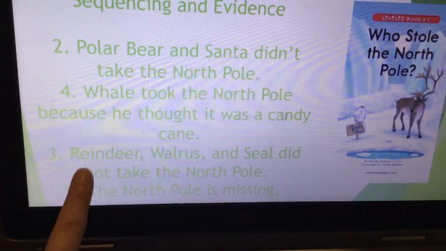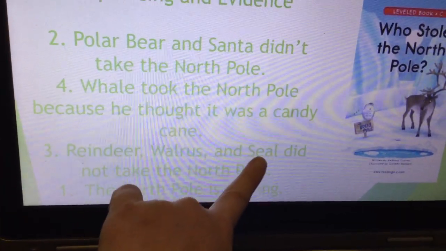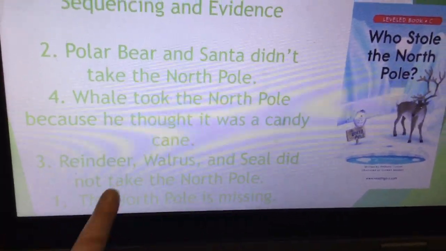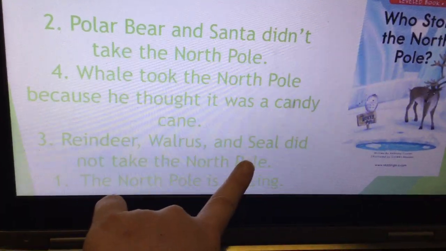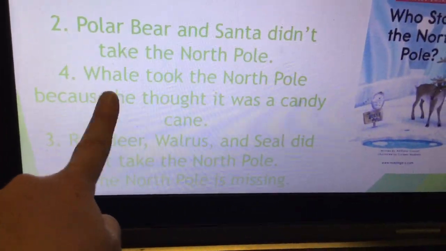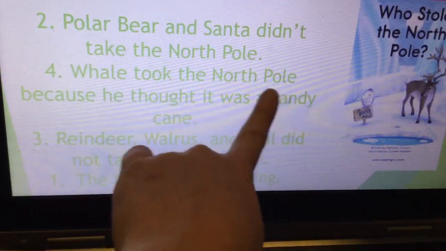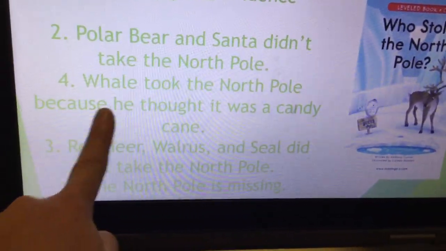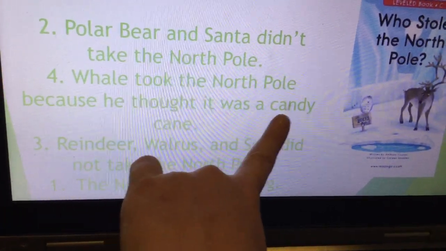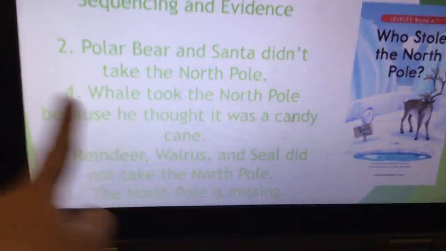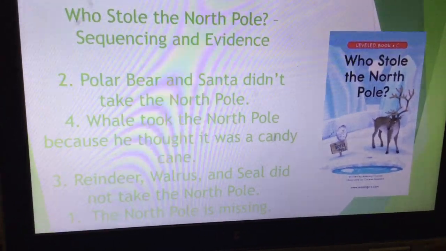Now number 3. Reindeer, walrus, and seal did not take the North Pole. Finally, number 4. Whale took the North Pole because he thought it was a candy cane. Oh my, that's so much better. Now I know exactly what happened in our story.